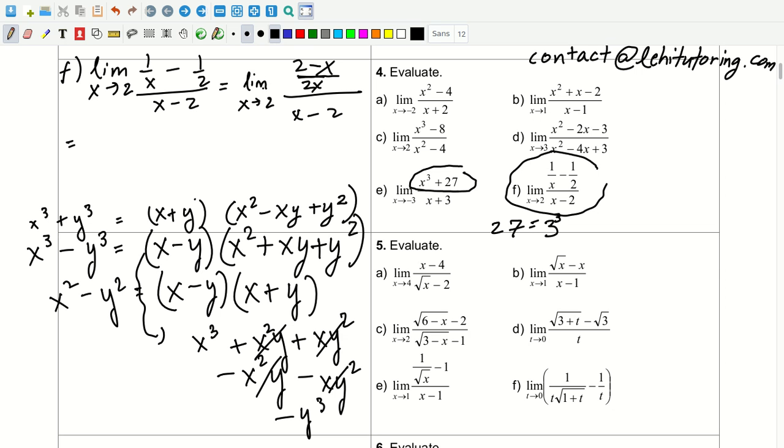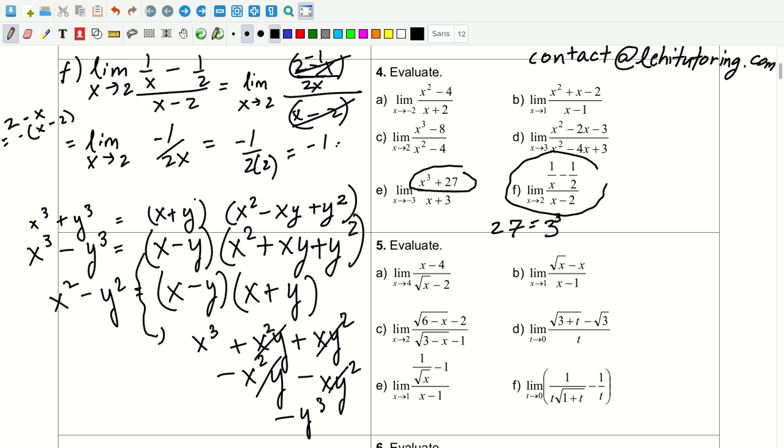Now why that's neat is that 2 minus x equals negative of x minus 2. So if I so choose to cross these guys out, no problem, so long as I put a negative 1. That's the only condition, right? So I got limit as x approaches 2 of negative 1 over 2x. Now notice there is absolutely no problem with just plugging in 2, okay? So I do that. So I get negative 1 over 2 times 2, and I get negative 1 over 4, done deal. So that is factoring.